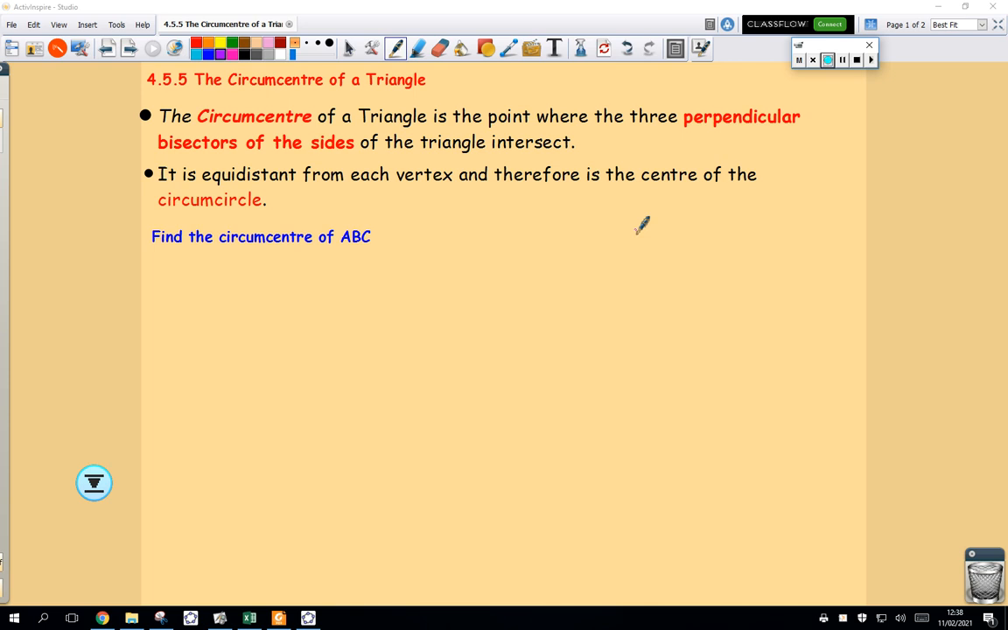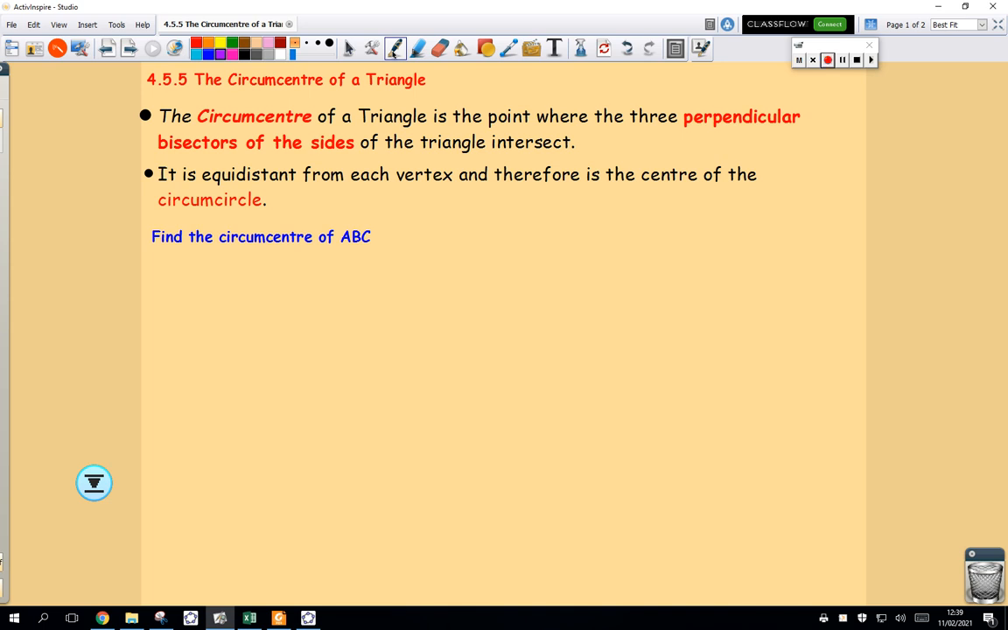Okay, so in this class I'm going to talk about finding the circumcenter of a triangle. In this class, of course, we looked before at finding the different kinds of important centers of a triangle, and in my last class I found the centroid, a different type of center. In this class we're looking at the circumcenter of a triangle, and the circumcenter of a triangle is the point where the three perpendicular bisectors of the sides of the triangle intersect.